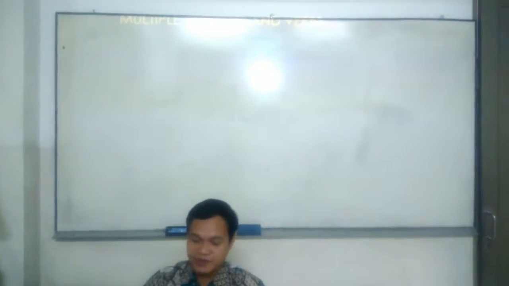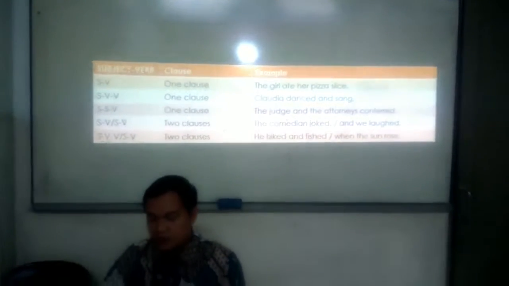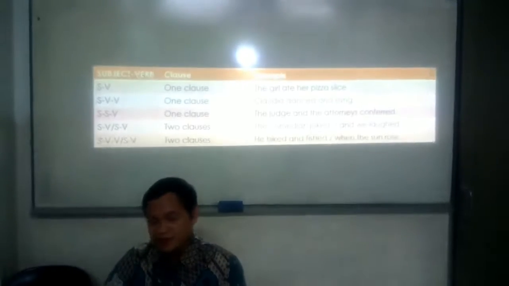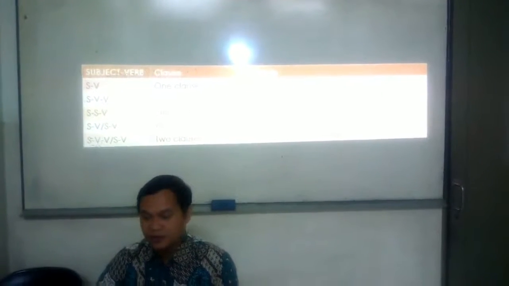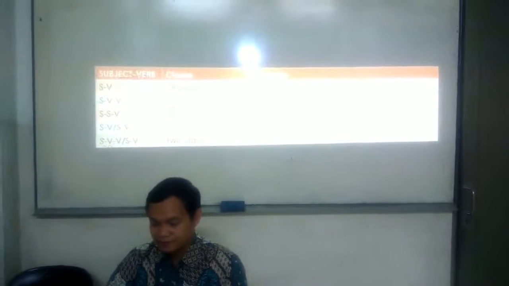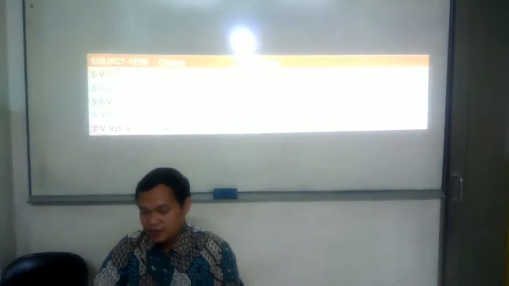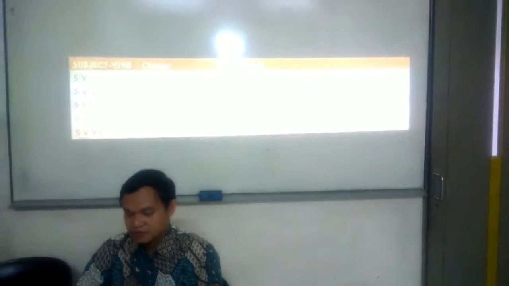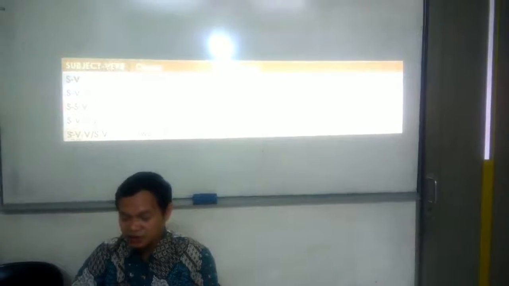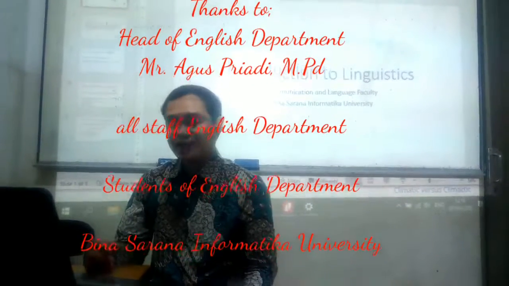We will talk about multiple subjects and verbs. A complete sentence does not come only from one subject and one verb, but also from multiple subjects and verbs. Let's take a look at a sample. Subject and verb, as usual, is the common pattern. The girl ate her pizza slice. The girl, make with me, Mr. Ari.